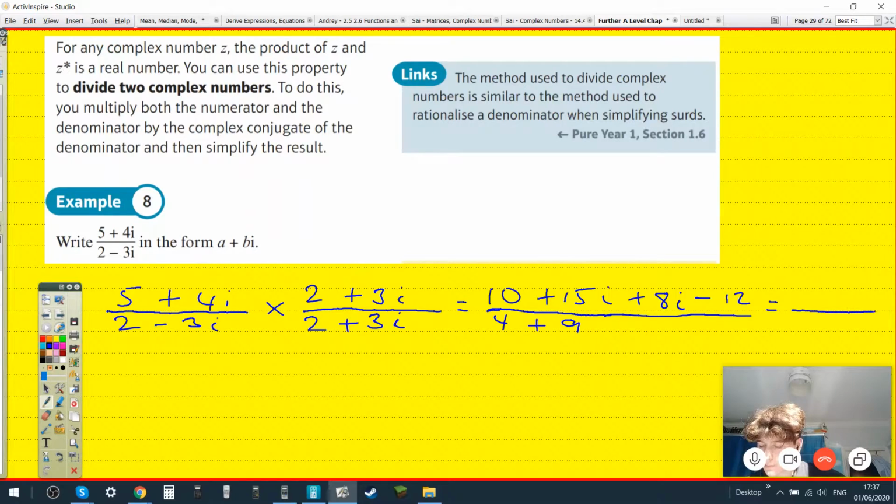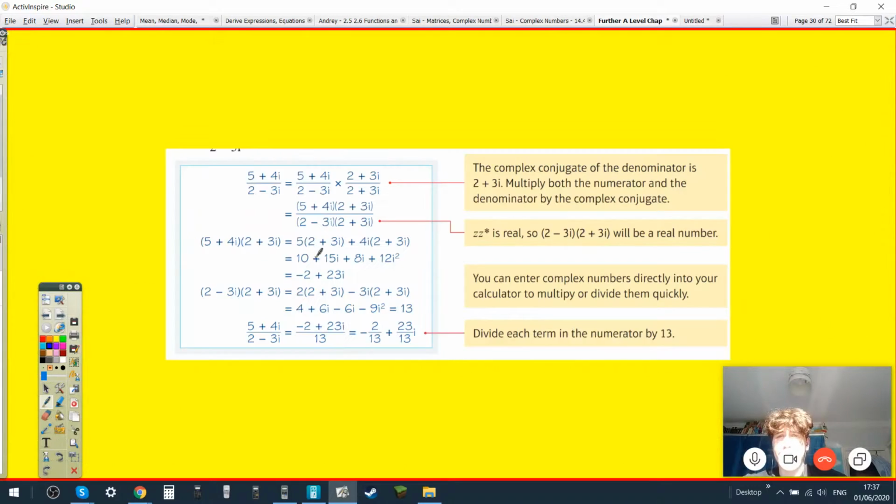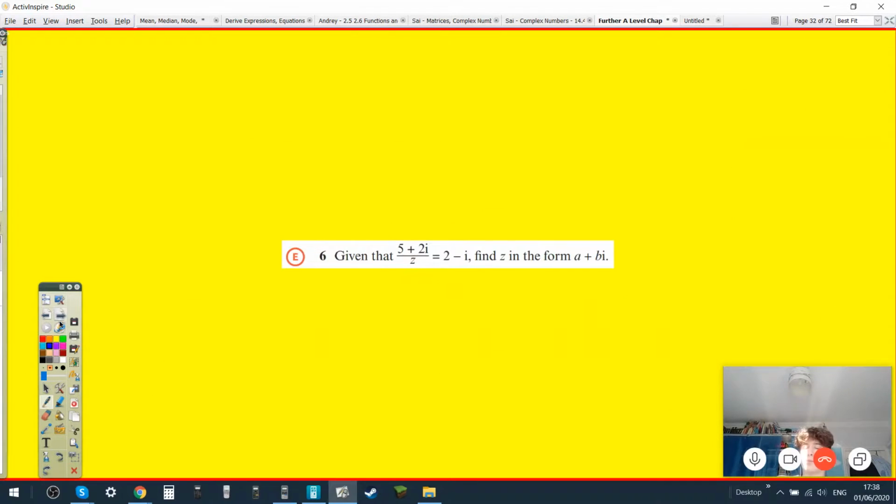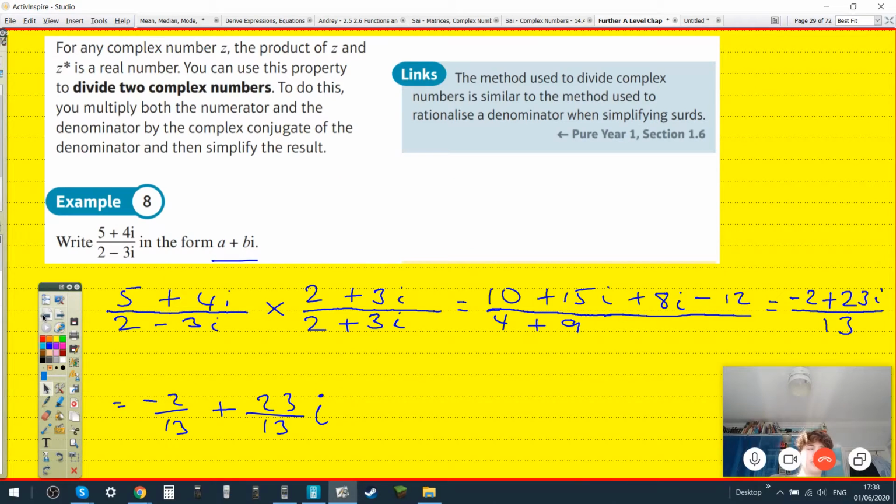Then that is minus 2 plus 23i over 13. Hopefully that's alright. Minus 2 plus 23i over 13, and they separated them out. So they separated that into minus 2 over 13 plus 23 over 13i, so that you have one real number and one imaginary. Okay. Any questions there? No. I think it's just remembering the formula. So know which one to use.